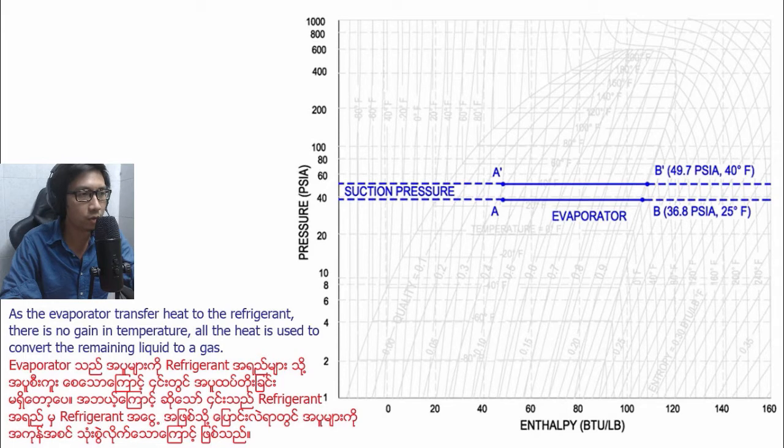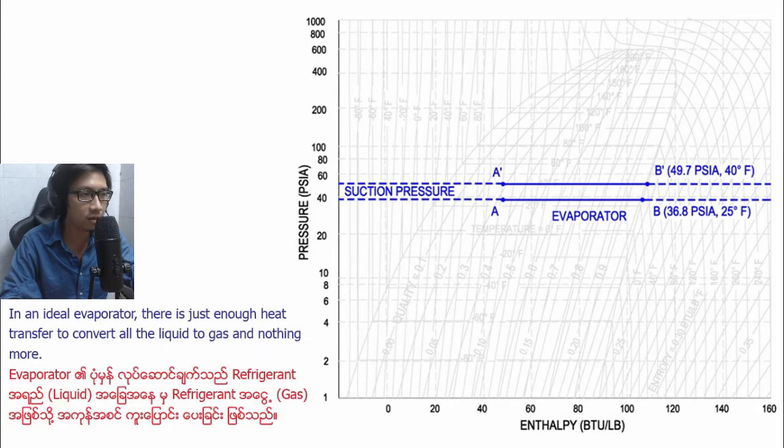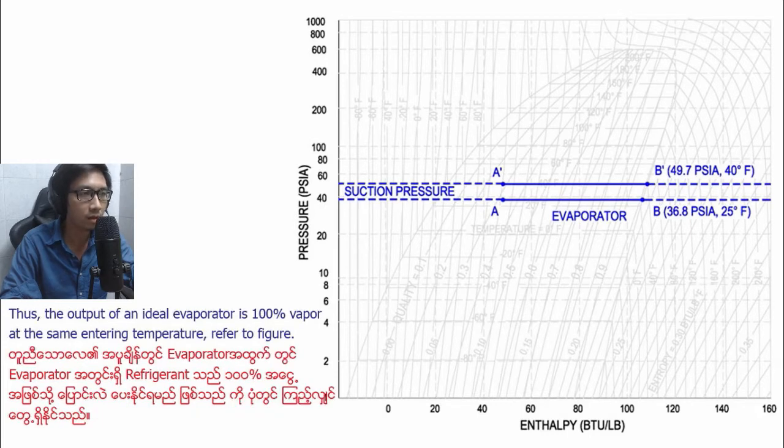As the evaporator transfers heat to the refrigerant, there is no gain in temperature. All the heat is used to convert the remaining liquid to a gas. In an ideal evaporator, there is just enough heat transfer to convert all the liquid to gas and nothing more. Thus, the output of an ideal evaporator is 100% vapor at the same entering temperature. Refer to the figure.